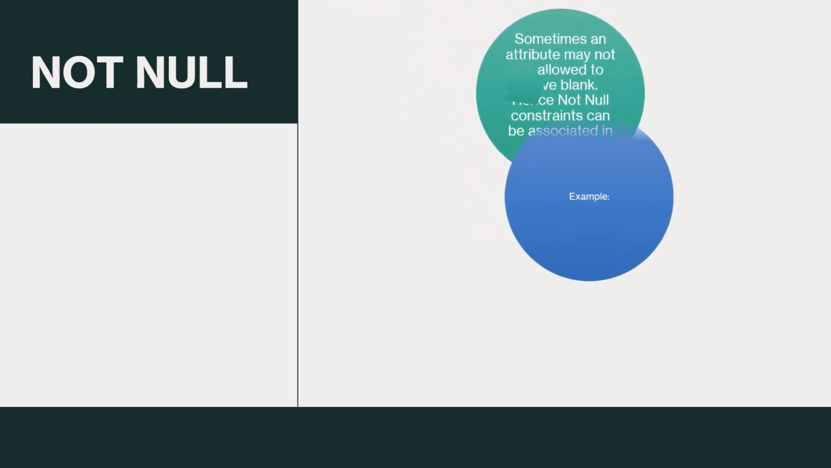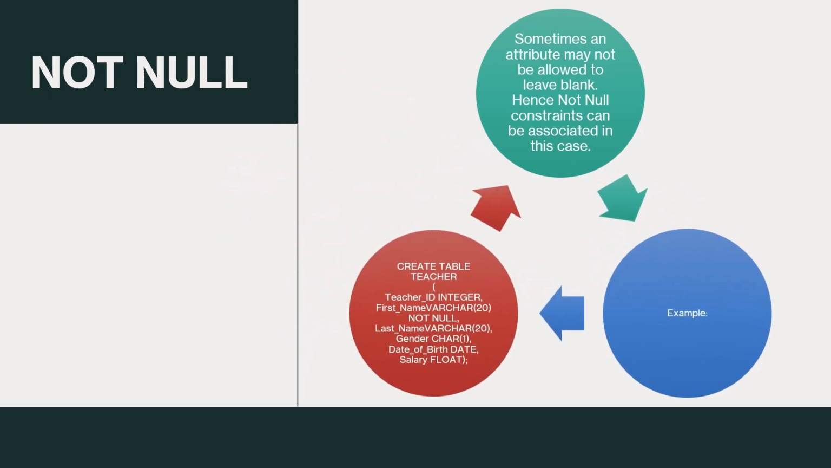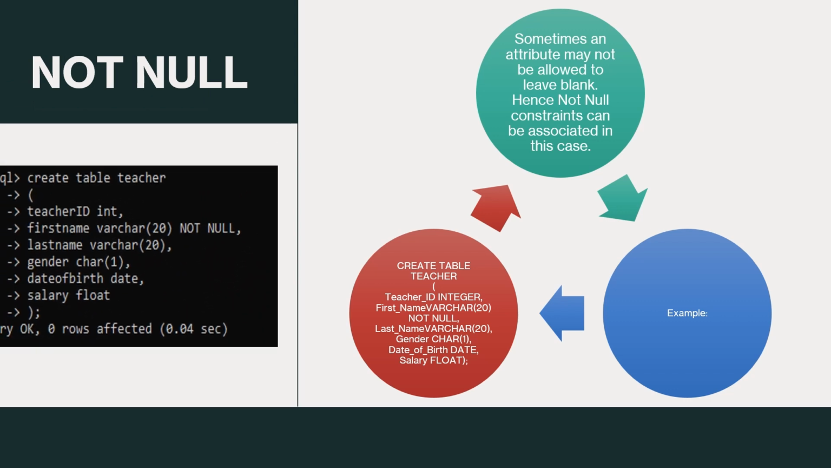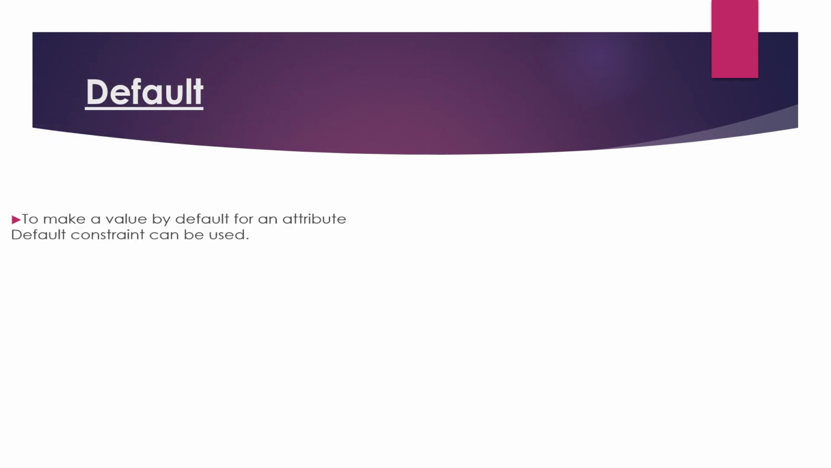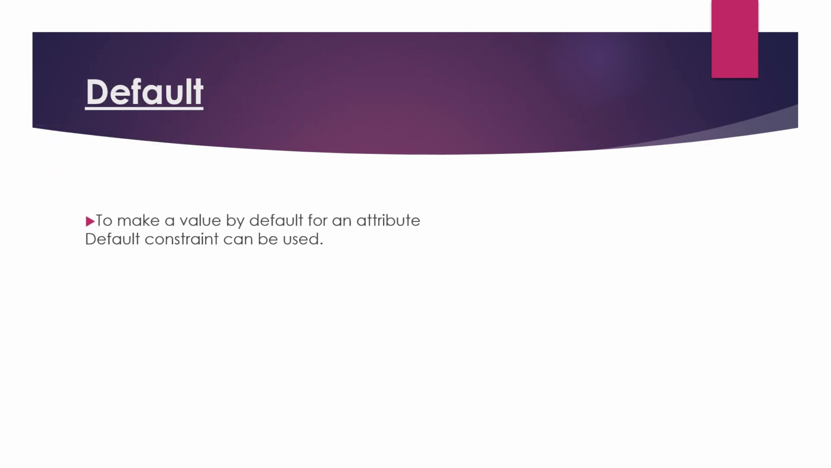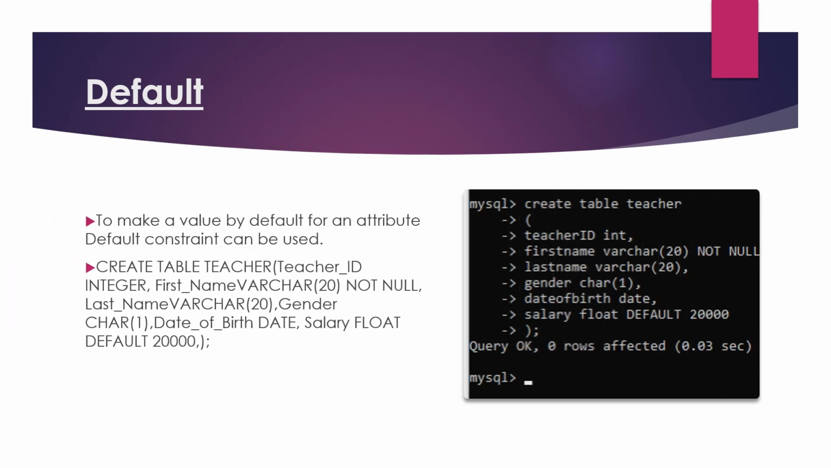Not null. Sometimes an attribute may not be allowed to be left blank. Hence, not null constraints can be associated in this case. Default. To make a value default for an attribute, the default constraint can be used. Create table teacher, teacher_ID integer, first_name varchar 20 not null, last_name varchar 20, gender char 1, date_of_birth date, salary float default 20,000.